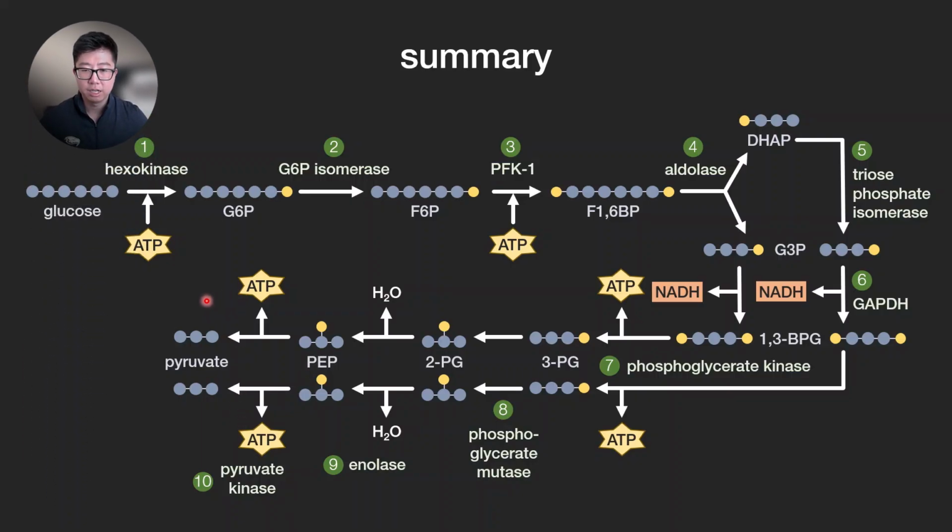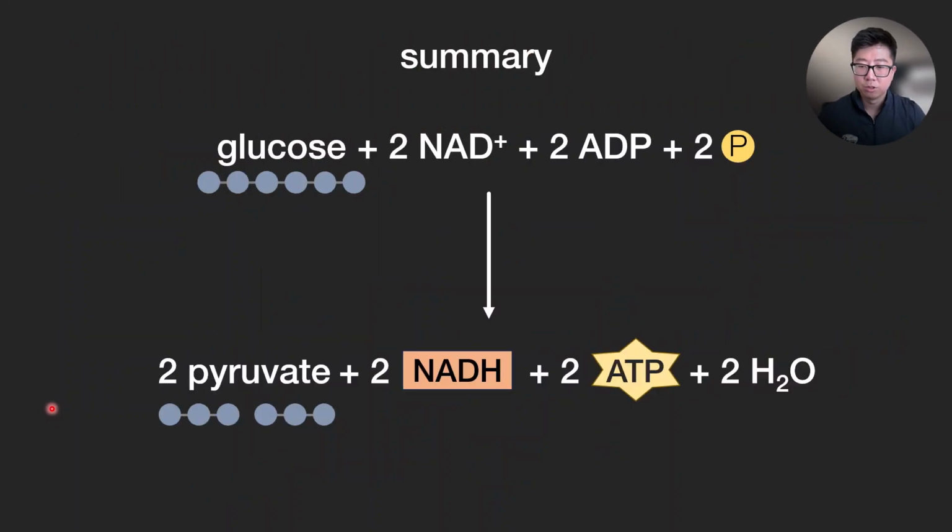So pyruvate can now enter the mitochondria to produce more energy under aerobic conditions, or pyruvate can undergo fermentation when oxygen is limited. And so overall, glycolysis gives us a net gain of 2 ATP, 2 NADH, and 2 pyruvate from a single molecule of glucose.